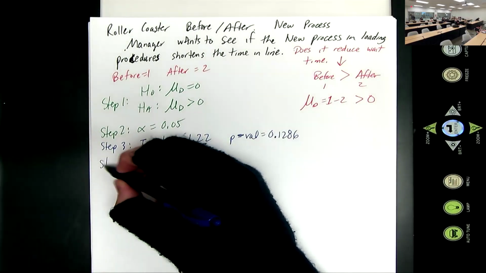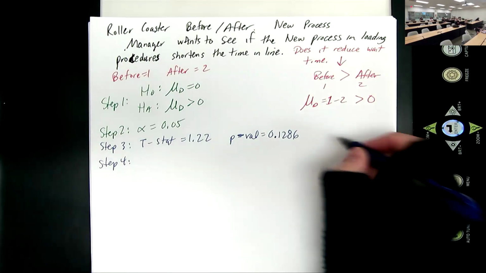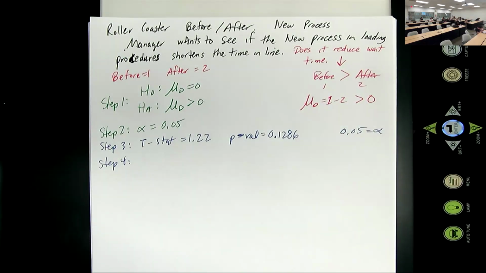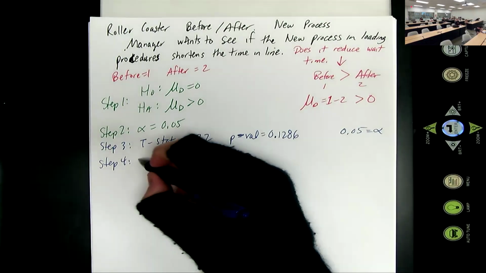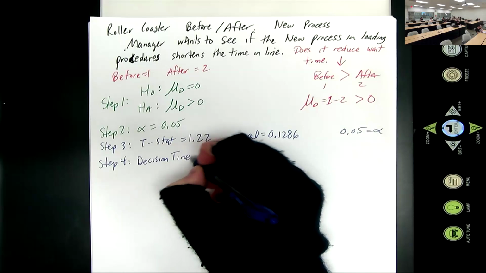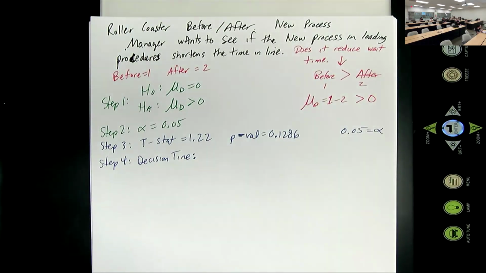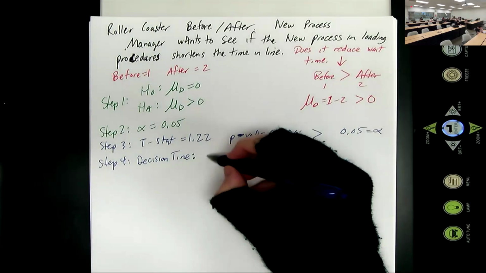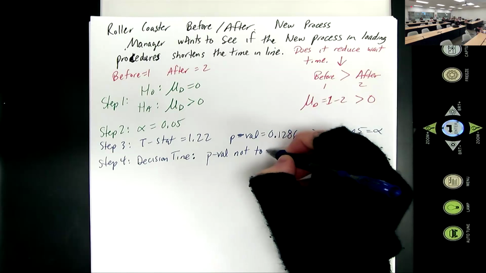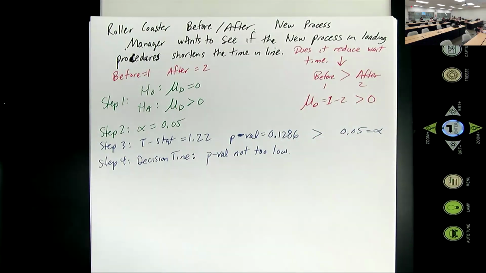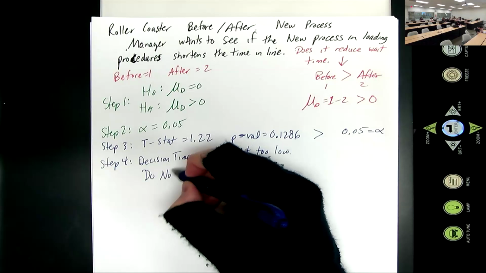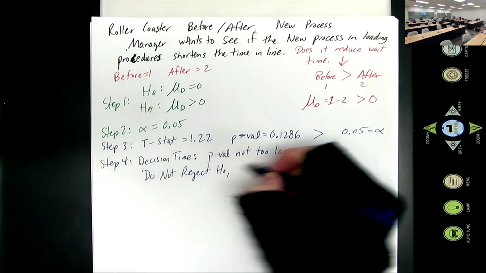Alright, so step 4, what do I do for step 4? We're going to compare it to alpha, right? Is the p-value less than or greater than alpha? Someone answer, I didn't hear it. Great. So the p-value is not too low. What does that mean we're going to do about our decision? Do not reject H naught. Do not support HA.